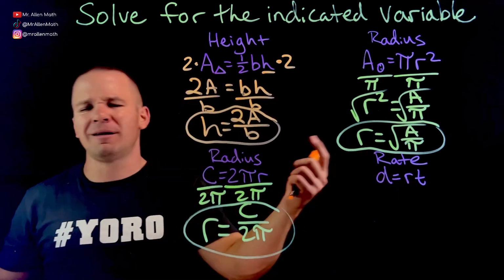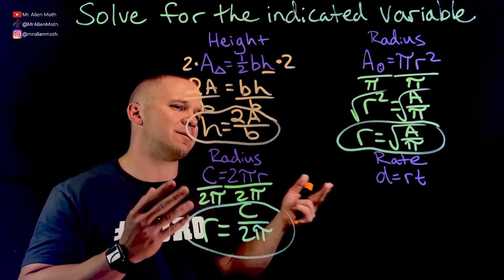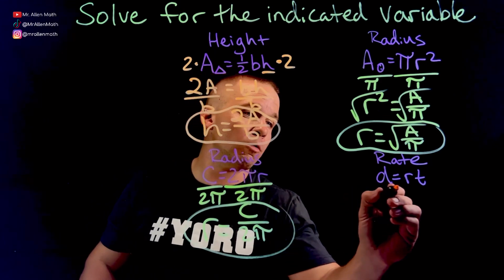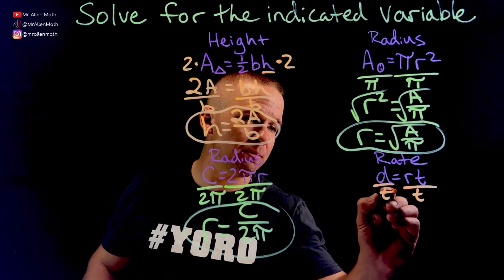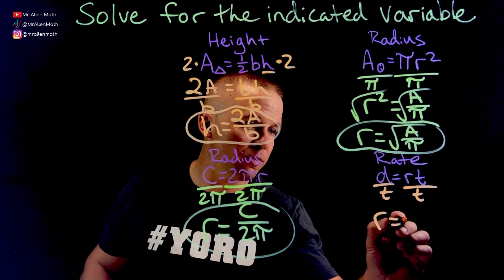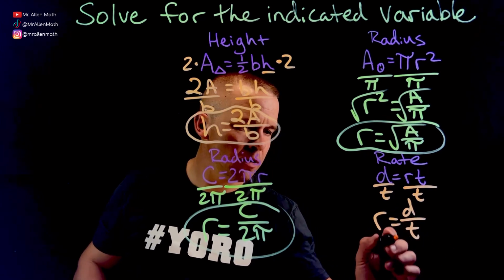Time for this one, a classic: distance equals rate times time. I'm going to solve it for rate. I'll divide by t on both sides, and I get r equals d over t.